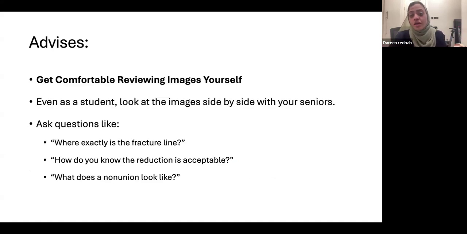Get comfortable reviewing imaging yourself. As a student, look at the images side by side with your senior. Always ask questions. Where exactly is the fracture line? How do you know the reduction is acceptable? What are the angles before reduction? What makes it a surgical angle? What makes it a conservative angle? What does the non-union look like? Always be curious about the images. See as many images as you can. Don't be shy. Ask questions.